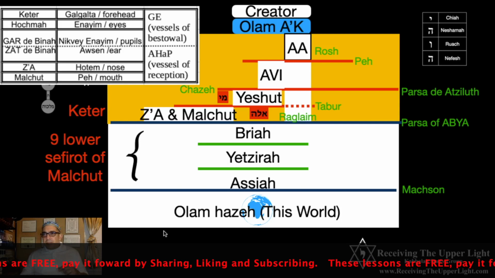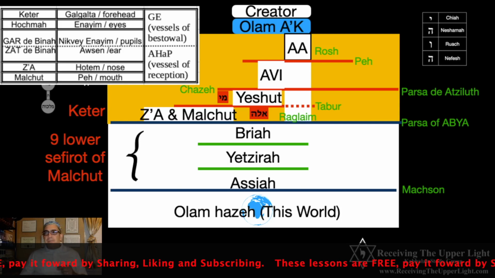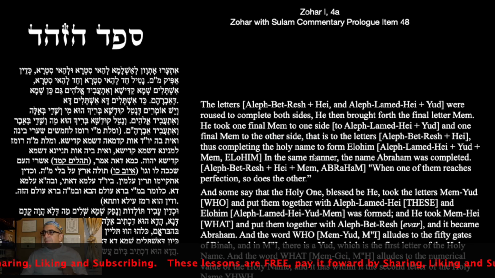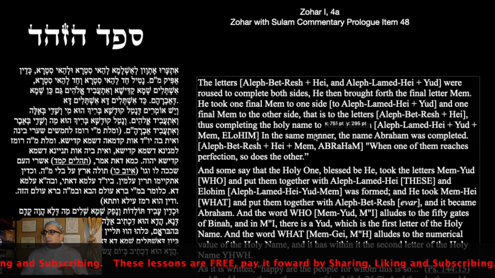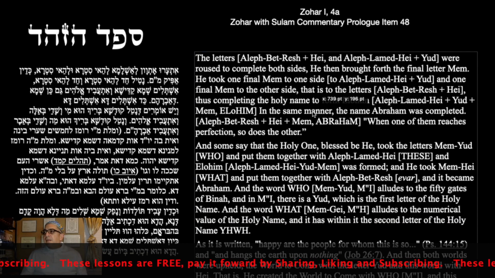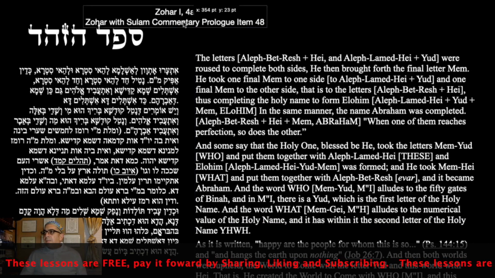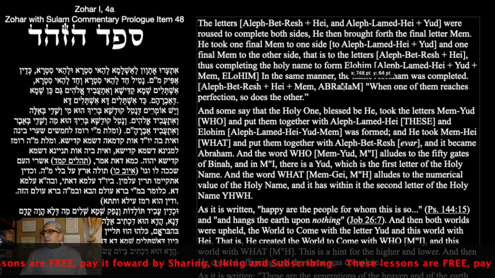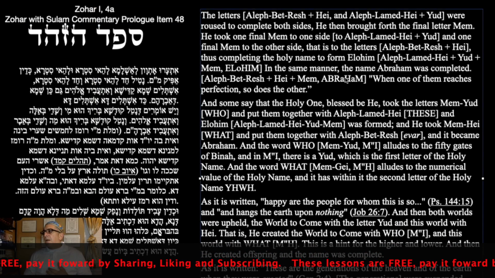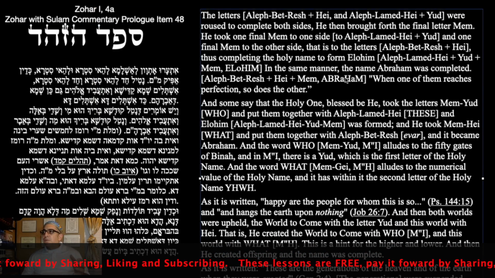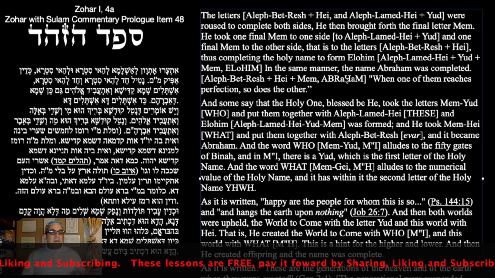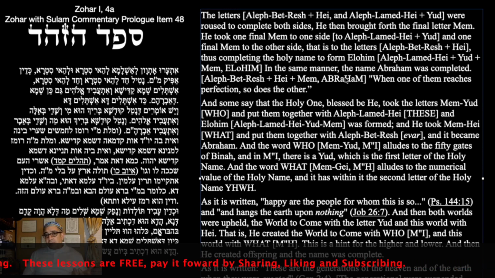Let's go to the next, I think it's better to go to the next paragraph, 48. And it says here, the letters, let me move this aside. The letters Aleph, Bet, Resh, Hey, and Aleph, Lamed, Hey, Yod were roused to complete both sides. Remember we talked about Avir and Ele, and then we got a Yod added to it. We're roused to complete both sides.